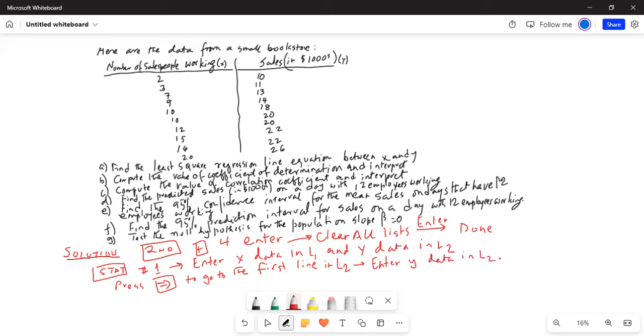Okay, so the first Y data is 10, then 11, then 13, 14, 18, 20, 20, 22, 22, and 26. Okay, so we have entered X data in L1 and Y data in L2. Now let's create some space here.